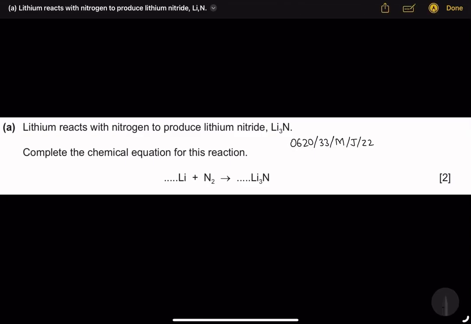Complete the chemical equation for the reaction when lithium reacts with nitrogen to produce lithium nitride. So we have N2 over here, so we put 2 over here. 2 times 3 is 6. So 6 atoms of lithium and hence we put 6 here. And now we'll move to the next question.